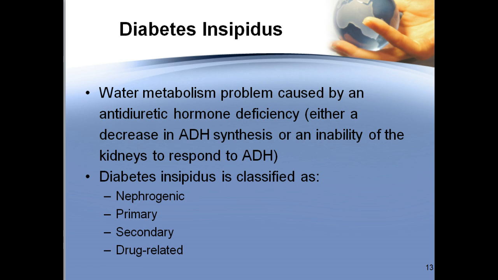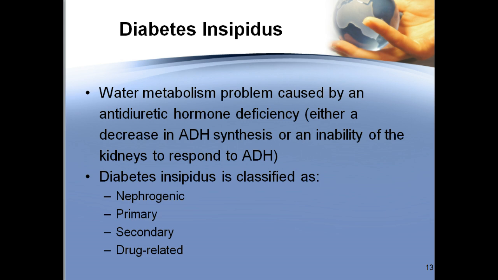So ADH deficiency results in the excretion of large volumes of dilute urine, and without the ADH, the distal kidney tubules and collecting ducts do not reabsorb the water. As a result of not reabsorbing the water, people have what they call polyuria, which is excess water loss through urination. And as a result, they end up really dehydrated.